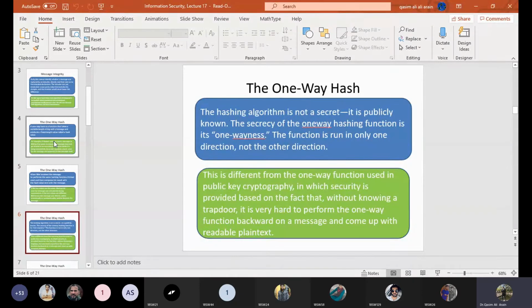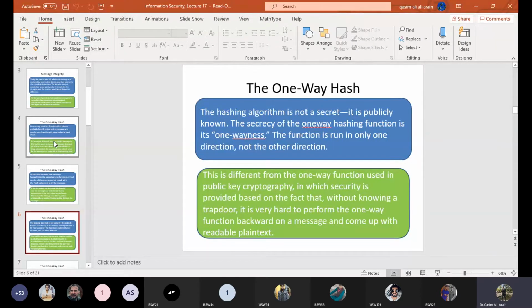So the one-way hash, the hashing algorithm, is not a secret. It is publicly known. The secrecy of the one-way hashing function is its one-wayness. The function is run in only one direction and not the other direction. This is different from the one-way function used in public key cryptography, in which security is provided based on the fact that without knowing a trapdoor, it is very hard to perform the one-way function backward on a message and come up with a readable plain text.